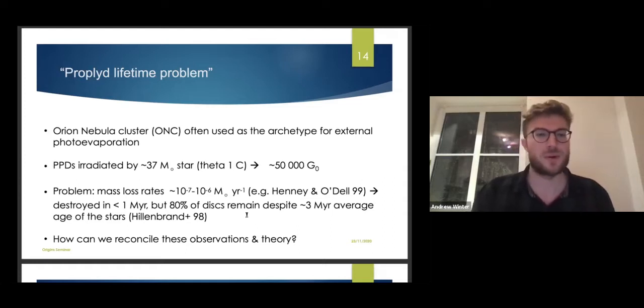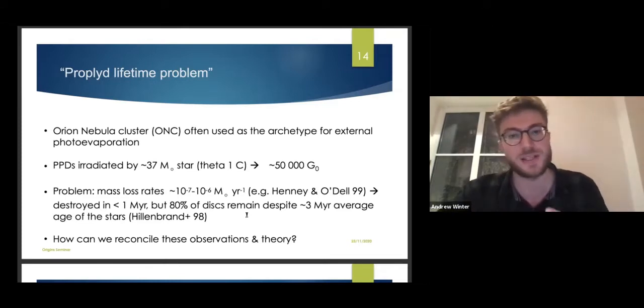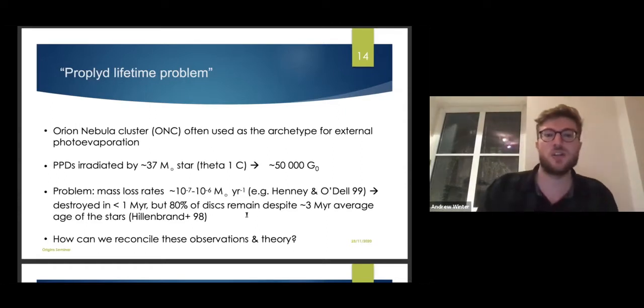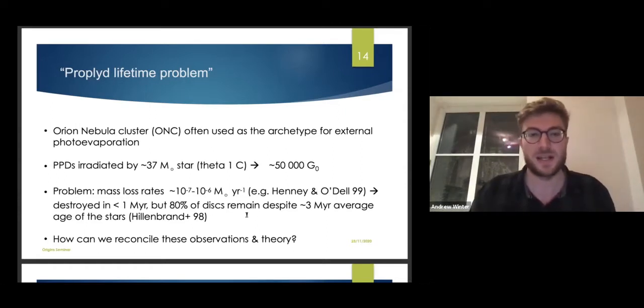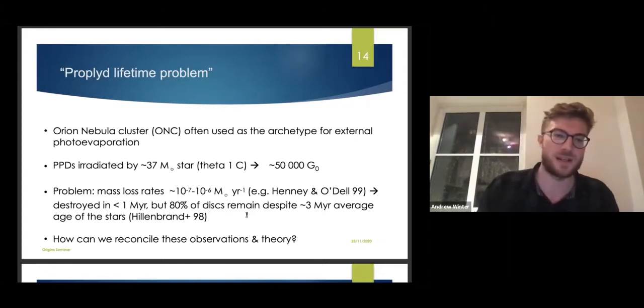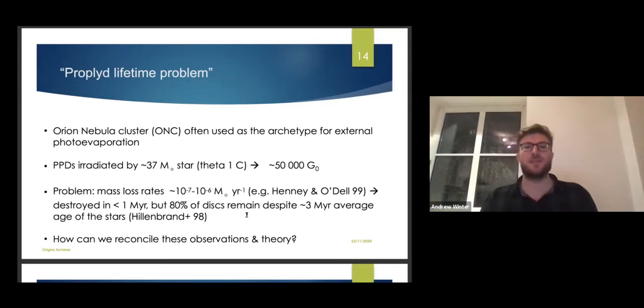But there's a problem in interpreting the protoplanetary disks that we see in the Orion Nebula Cluster, and that is that the mass loss rates that are measured for these proplyds are 10 to the minus 7 or 10 to the minus 6 solar masses per year. And this suggests that they should be destroyed in less than a million years, but 80% of the disks are still there, even though the average age of the cluster is around a few million years. So how can we reconcile these observations with the theory?